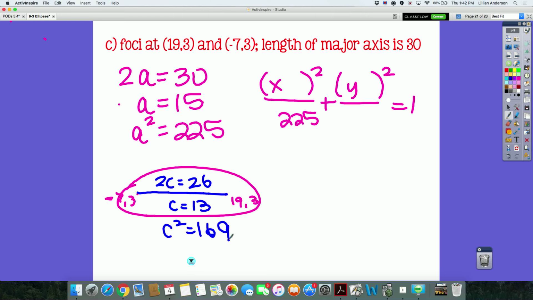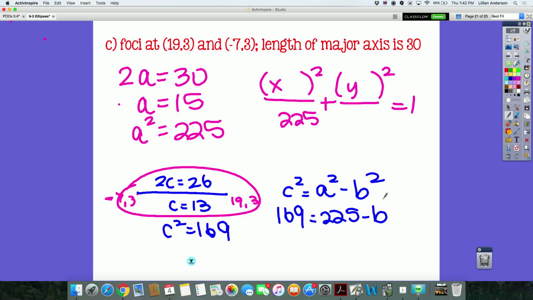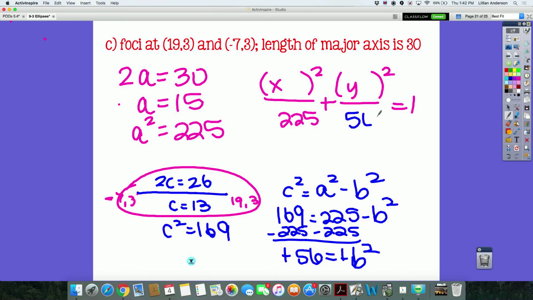In order to determine what our b squared is, we will need to take c squared and a squared and plug it into our formula. c squared equals a squared minus b squared. So that'd be 169 equals 225 minus b squared. We will subtract 169 from 225, and we will get -56 equals a negative b squared. We have to make both of these positive, so b squared is going to be 56.